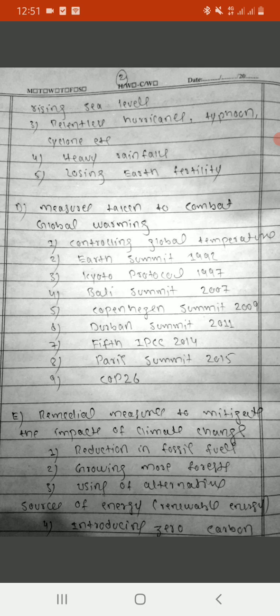Then using alternative sources of energy like renewable energy. We can use hydro energy, we can use solar energy instead of fossil fuels in order to reduce the emissions of carbon. Then introduce zero carbon technology. We are also working on zero carbon technology, and this can also reduce the emission of greenhouse gases. Then green transportation. In our cars and transporting vehicles, we will be using technology in order to reduce the emissions. Geothermal energy, solar energy using advanced technology. These are some of the factors which can reduce the impacts of climate change.